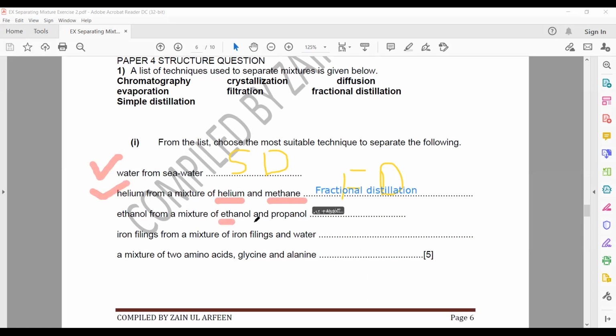Ethanol from a mixture of ethanol and propanol. So we have a mixture. Ethanol and propanol are liquids. And how do you identify they're miscible? Because OL is there with both of them. So it means they're the same type of mixture. So we can use fractional distillation.